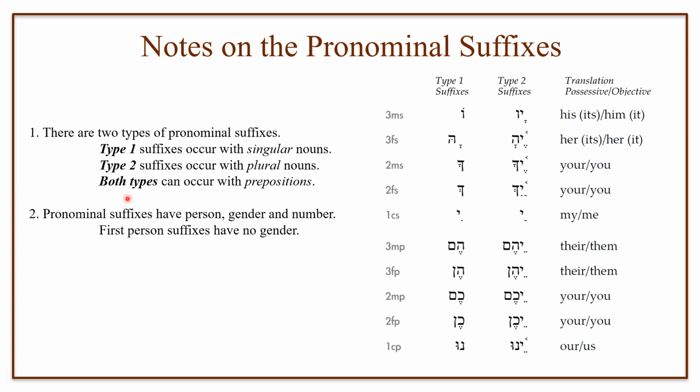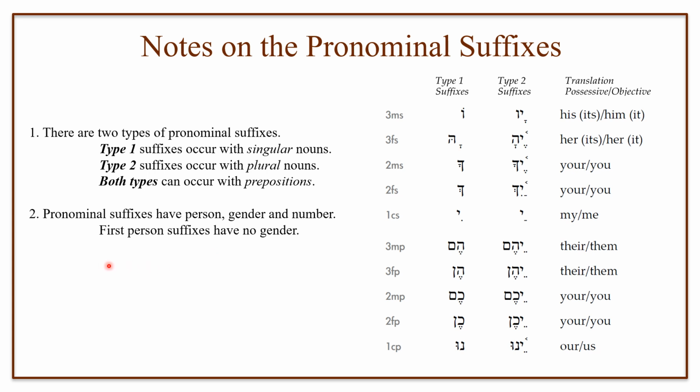And then both types, type 1 and type 2, occur with prepositions. And so when you see these on prepositions, some prepositions prefer type 1, some prepositions prefer type 2, but there's really no difference in meaning. It's just that prepositions vary in their preferences.